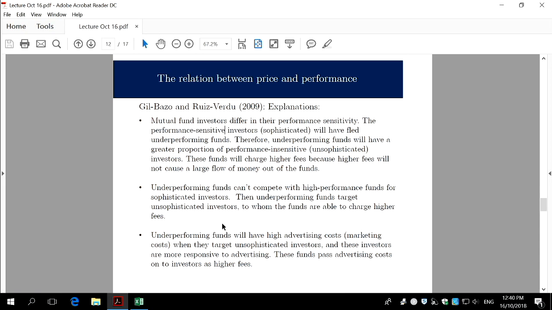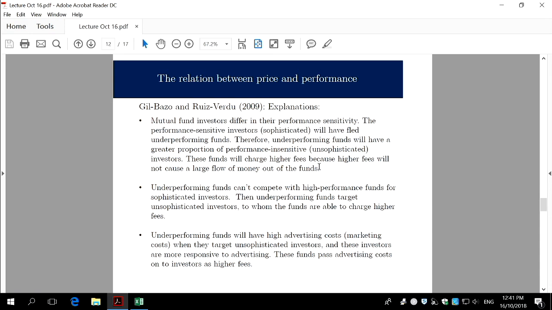Another story is very similar to the first explanation. Underperforming funds can't compete with those high-performing funds for smart investors. Because they do a bad job and high-performing funds do a good job, you cannot compete with those. So all the smart investors will go to high-performing funds. Then the underperforming funds will target those unsophisticated investors, and charge higher fees.